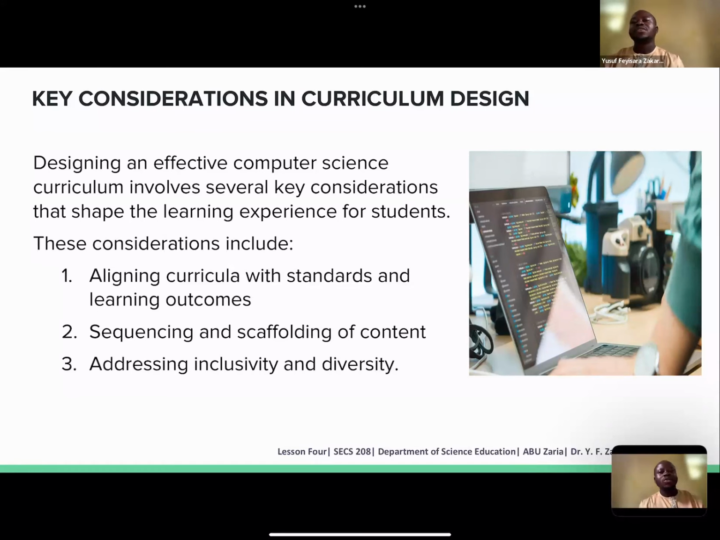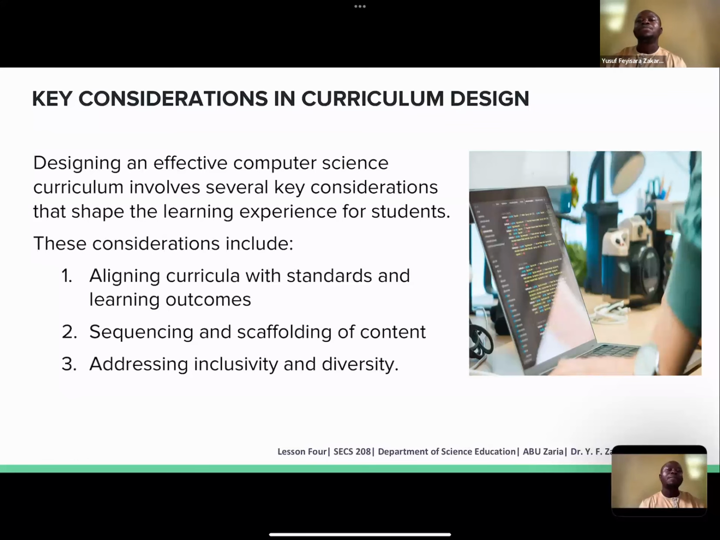And then the last thing you should consider is what we call addressing inclusivity and diversity. Your curriculum should be open enough to accommodate everybody, to accommodate every type of student, to accommodate students of different learning styles and needs. So your curriculum should not just be one that will favor only one type of student or one set of students without taking care of everyone else. You are making this a national project. You are developing this curriculum for the whole country. So every type of learner is in your class, and this curriculum is going to bind on him or her. For that reason, you need to make sure that your curriculum is inclusive and accommodates everybody.